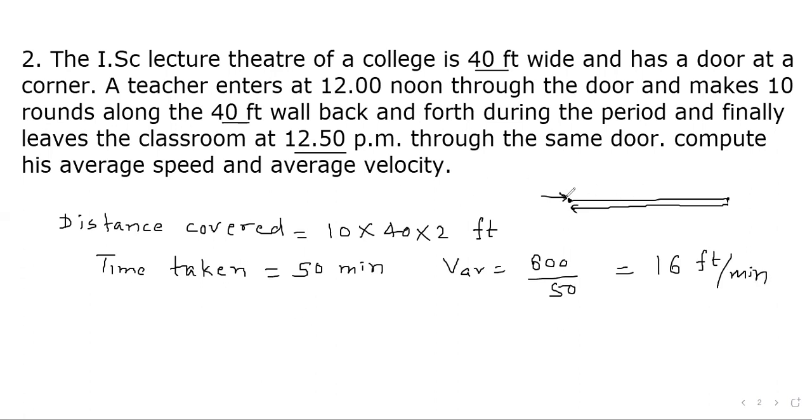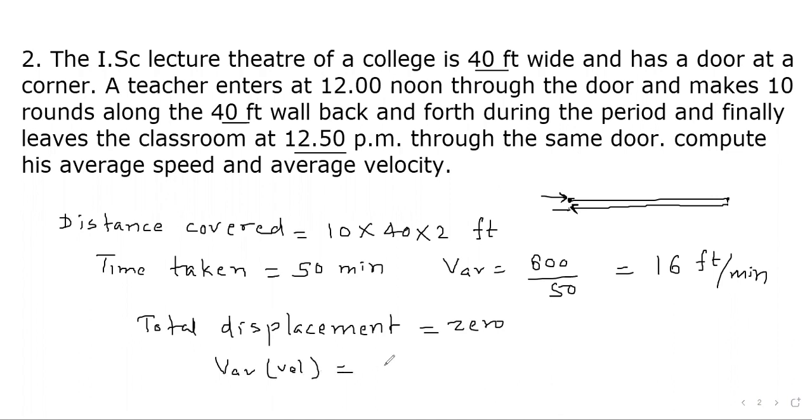Here, since he enters at this point and then he comes back to this point while leaving the room, total displacement is 0. So average velocity, V average, this is velocity. So this will be 0.